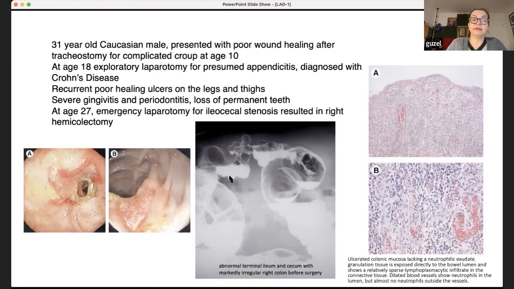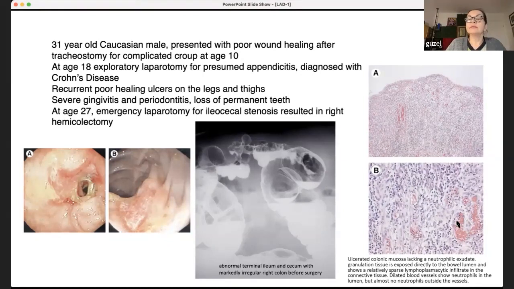What you're seeing here in this barium study is very pooled barium at two levels here, and then a very stenotic segment. And his colitis was very prominent, as you can see. This is Crohn's type of colitis with a lot of bleeding, ulceration, membrane formation, and the biopsy.